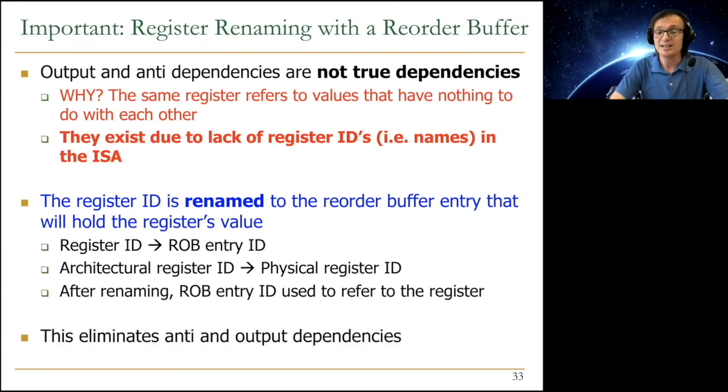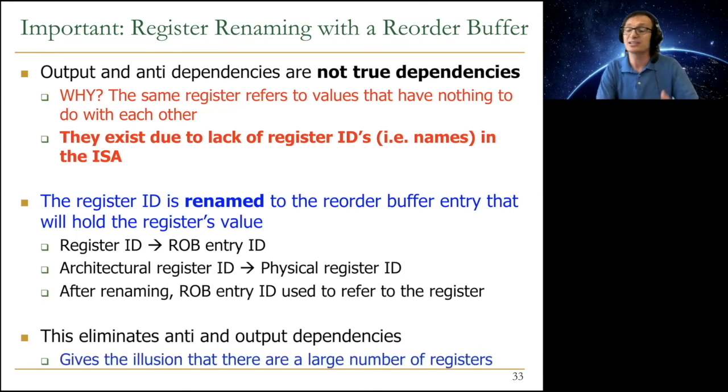But basically, the renaming through the reorder buffer eliminates anti and output dependencies. It gives the illusion that there are a large number of registers, as many as the number of reorder buffer entries. And now you can have multiple register trees present in the machine. In an architectural register file, you have only one register tree. In a reorder buffer, all of the instructions may be writing to register 3. Of course, that's an extreme situation, probably not desirable from a programming perspective, but it could happen.